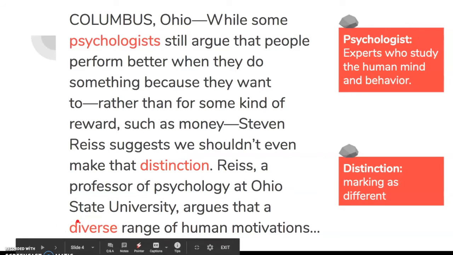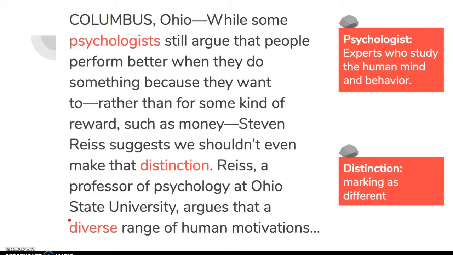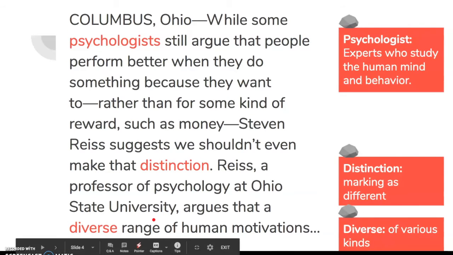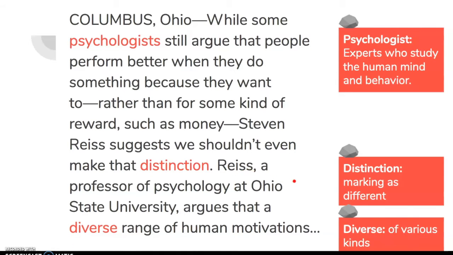Lastly, the word diverse. This was a word that I believe we had in our vocab list near the beginning of the year. And diverse means of various kinds. So he's saying here, when he says argues that a diverse range of human motivations, that means he's going to be talking about human motivations of various different kinds. Okay, so I'm going to read this last sentence again and then go quickly into our next slide.